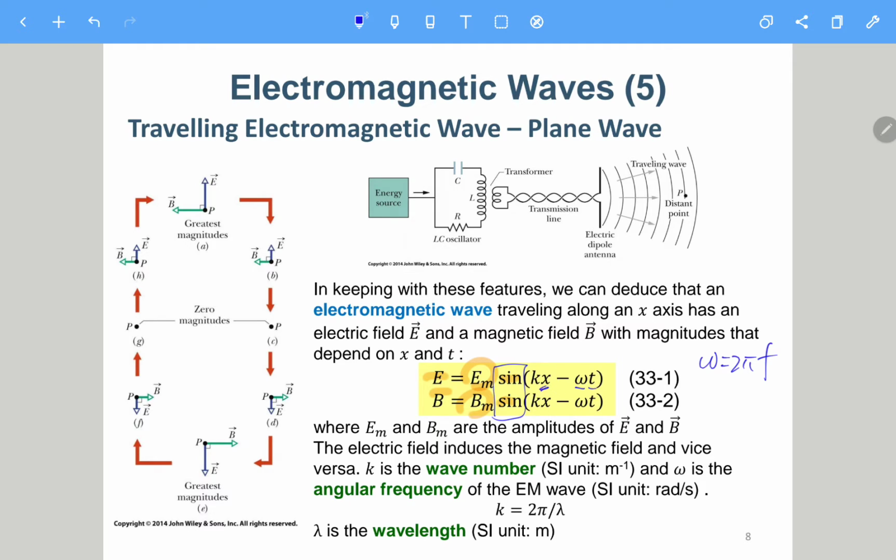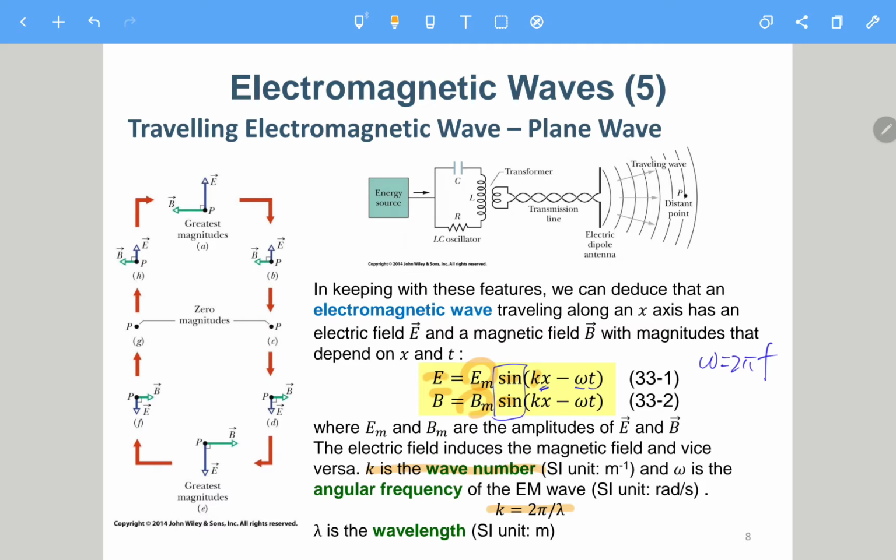So it only relates to x. It doesn't relate to x, y, and z. And the remaining variable is k. K is called the wave number, and k should satisfy 2 pi over lambda. I will let you know why it will be like that by solving the wave equation.